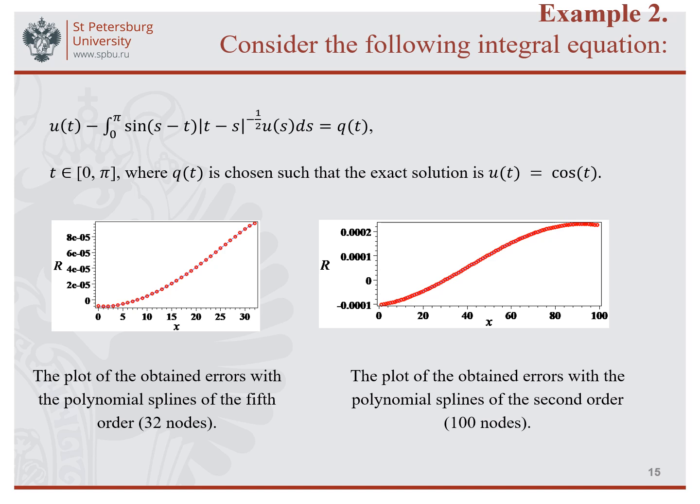The next slide shows us the results of the solution of the integral equation. The left plot shows us the errors of the solution obtained with the polynomial splines of the fifth order approximation when we used 32 nodes. The right plot shows us the errors of the solution that were obtained when we used polynomial splines of the second order approximation with 100 nodes.